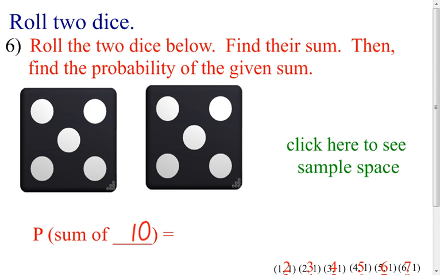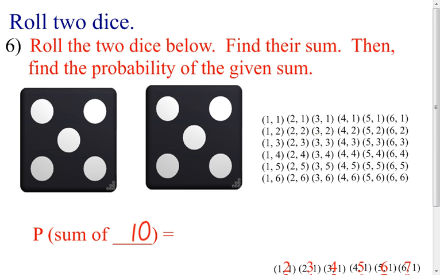First of all, if you're rolling 2 die, I want you to think about your sample space. Here's all the things that could happen. You could get a 1 on the first die and a 1 on the second die. A 2 on the first die, a 1 on the second die. A 3 on the first die, a 1 on the second die. So here's your sample space. You have 36 total outcomes.